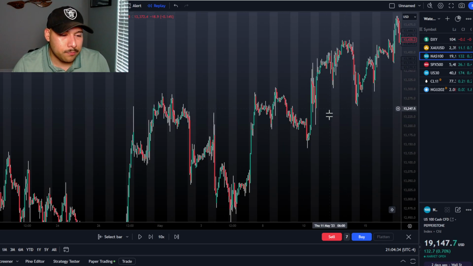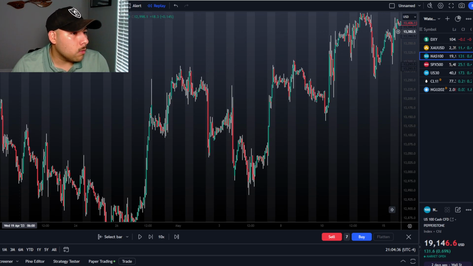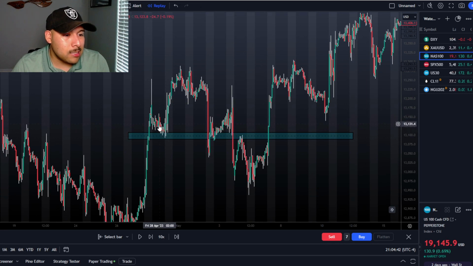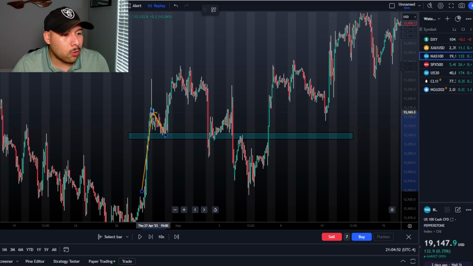Let me show you some examples. Okay, so first things first, I'm going to draw all the support and resistance levels that I see. Okay, so price is using this as support. As you can see, price pushed up, broke above. It's now using this level as support. And what did it create? It created this higher high here. This higher high has resistance there.